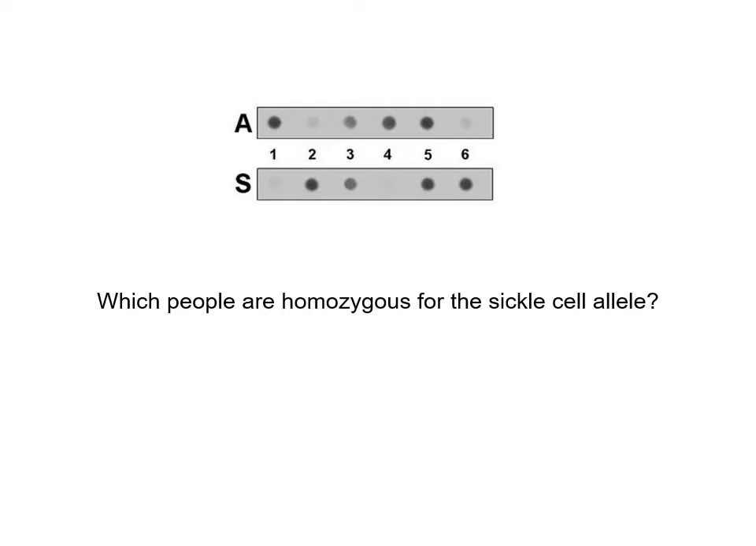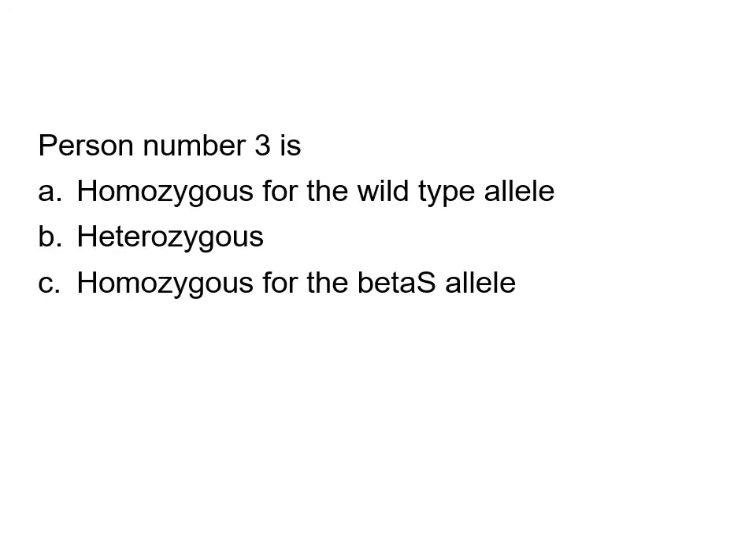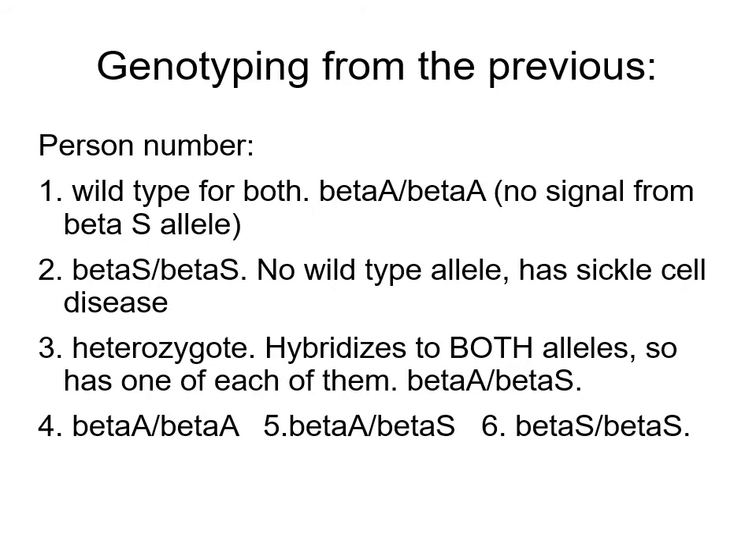Okay, which people are homozygous for the sickle cell allele? Number 2 and number 6. Person number 3 is heterozygous. Okay, so we can read the genotypes. This just spells it out. For some reason, they write this beta A, etc., as a way of representing this. You have to get used to the different nomenclature, I guess.